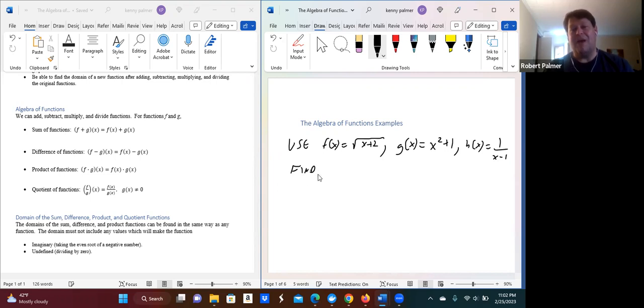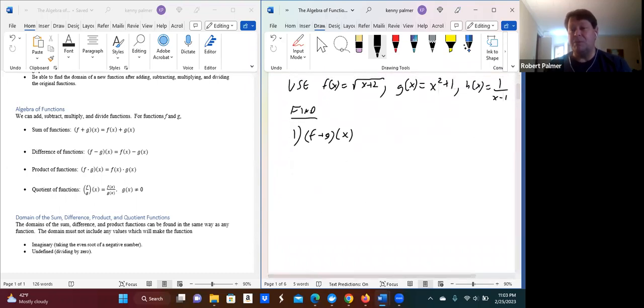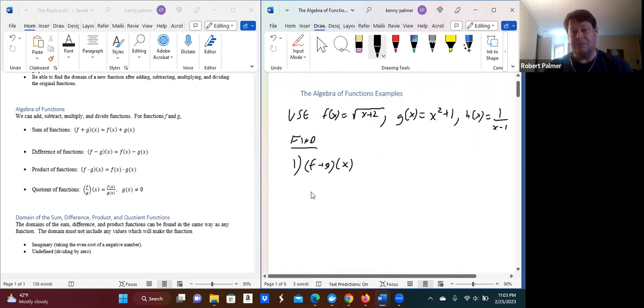What we want to do is find the following values. Number 1, let's say we just do f plus g of x. Let's do that first, and then we'll find a value. Once again, what this means is what the rule says. Look at this rule here. If you see this, that means I'm going to add my functions together, f of x plus g of x.